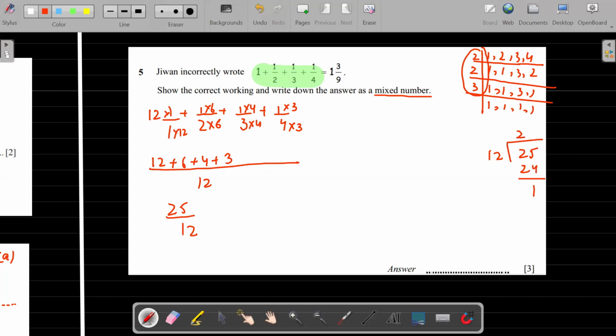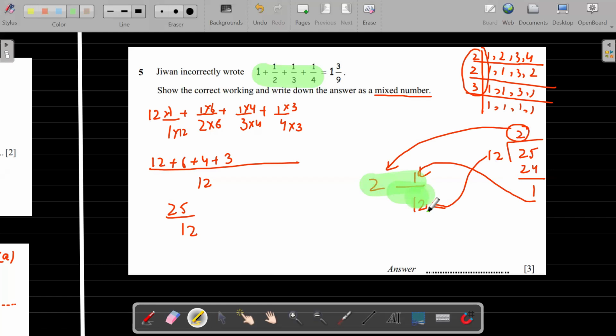Now, how can I write the mixed fraction? I will write this number first, 2, then the remainder over here, and this one as a denominator. That fraction is this one, 2 and 1 by 12. And we can say that Jivan incorrectly wrote it with this. Okay, so we have corrected it now.